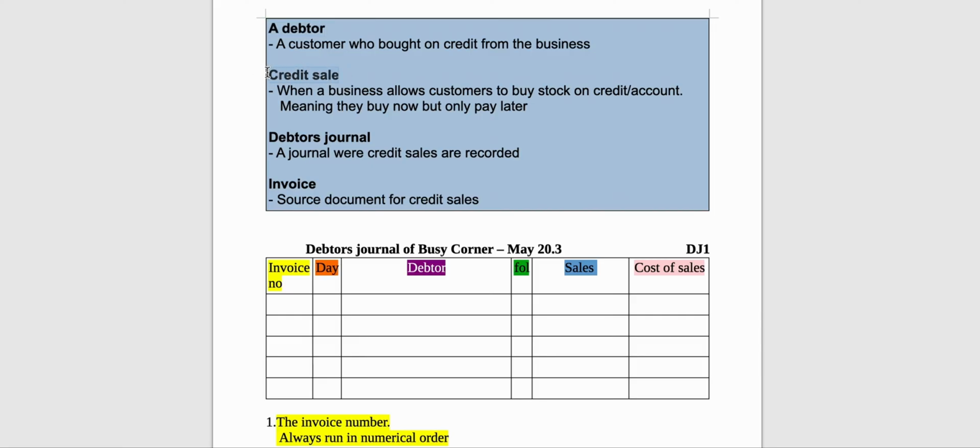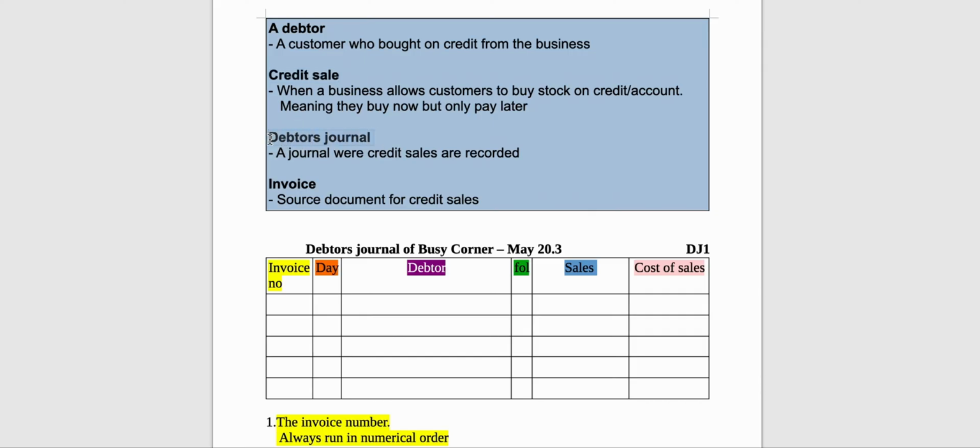Second key term is a credit sale. So a credit sale is when a business allows customers to buy stock on credit or on account, meaning that they buy now, but they only pay later. All right. So that is what a credit sale is. It is the exact opposite of a cash sale. A cash sale is when a customer comes, they buy the stock and they give us money immediately, while a credit sale is when a customer comes, they buy the stock, but they only pay for that stock later.